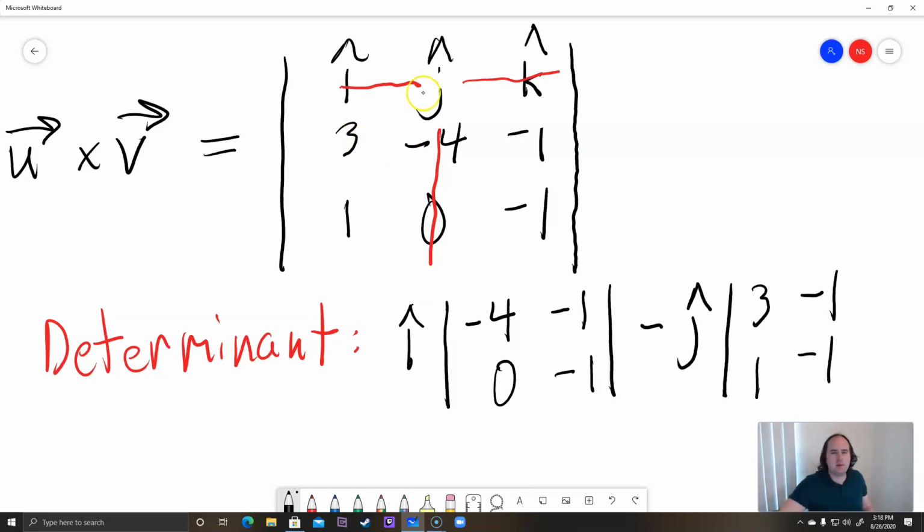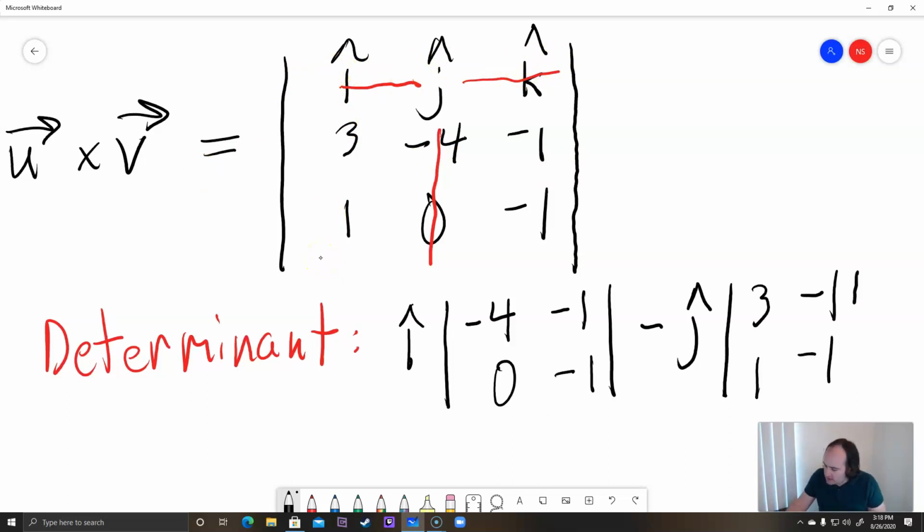You might be wondering, how do we get a negative j hat here? Well, the way it works is the signs actually alternate for your cofactors. So you start with positive, and then you go to negative, and then you go to positive, working your way from left to right.